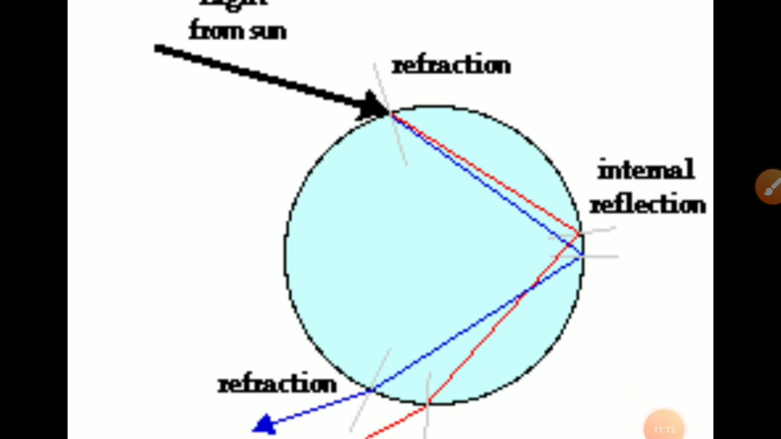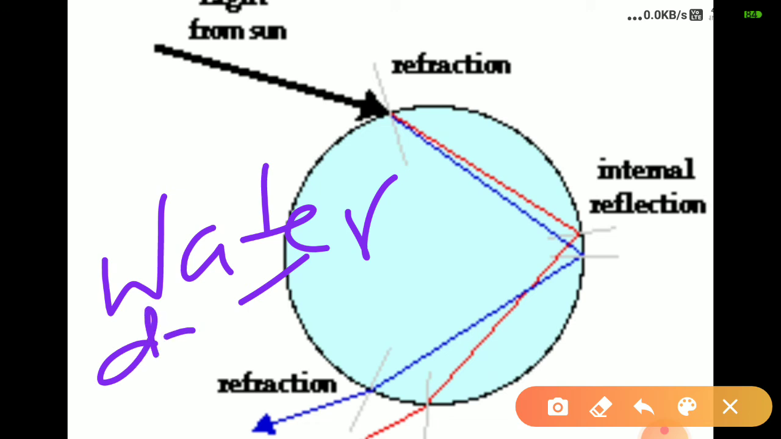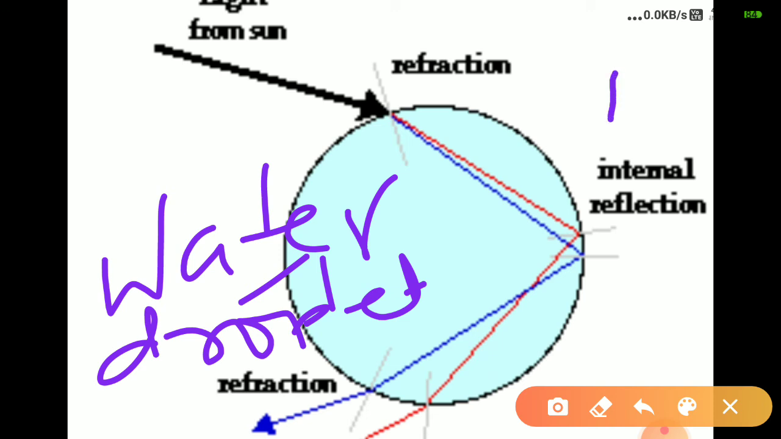This spherical figure in the diagram represents water droplets. This is your water droplet. This is white light coming from the sun. When it enters into the water droplets, a change in medium occurs. So what will happen? This white light splits into its 7 component colors.